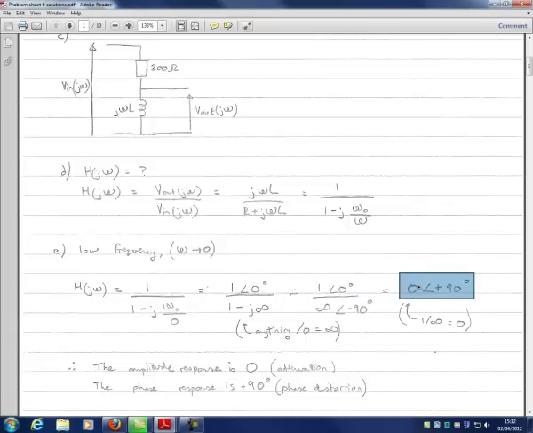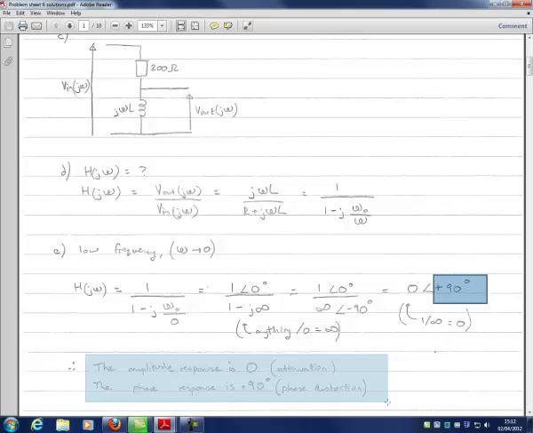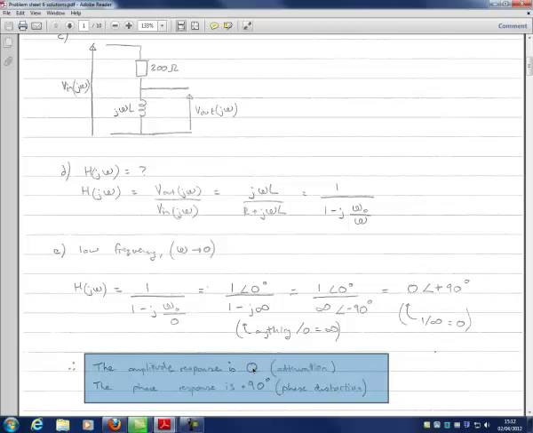So that's our output, and what we can see from this is that this is the amplitude and this is the phase response. So what I've done here is I've just stated what the answer is. The amplitude response is 0, which means there's attenuation because anything that comes in is going to be multiplied by 0 before it gets to the output. And the phase response is plus 90, so anything that comes in is going to be phase shifted by plus 90 degrees, which is going to introduce phase distortion.